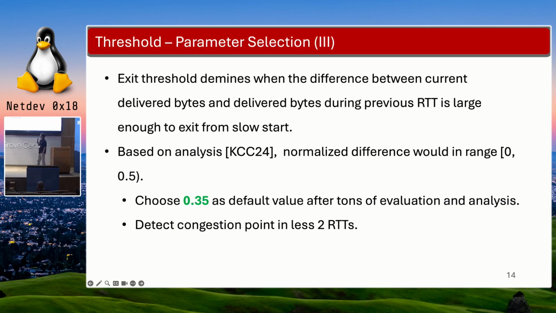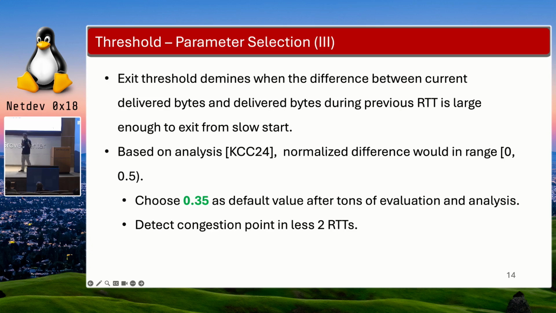The last one is the exit threshold. The exit threshold determines when we should exit from slow start. Based on the analysis, it should be somewhere between 0 and 0.5. If you have an infinite queue, when you reach the congestion point, that will be 0.5.